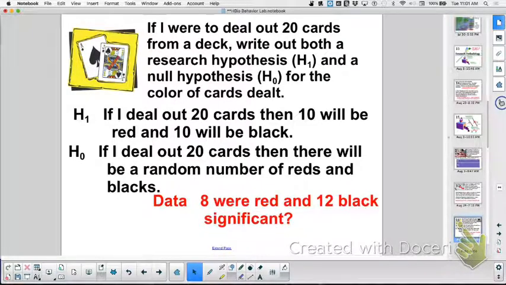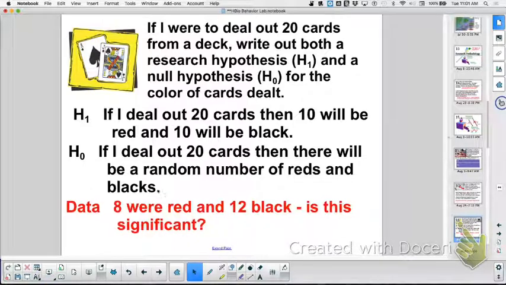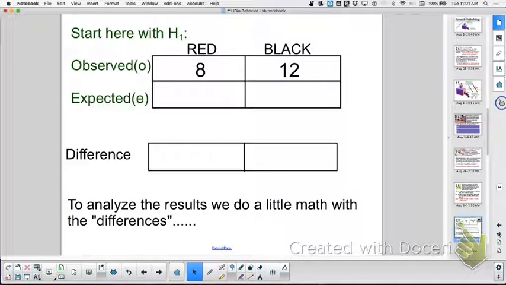We deal out 20 cards. 8 were red and 12 were black. Is that significant? How many would you expect to be red? 10. And how many to be black? 10. But instead, I got 8 and 12. Is that significant? There's a little bit of math that you do in order to analyze that.